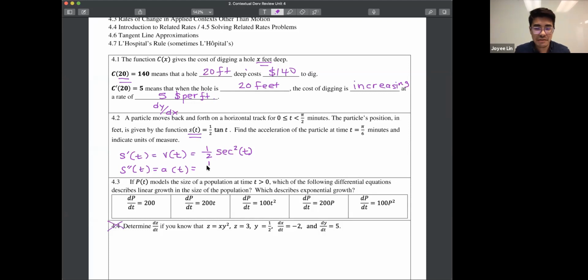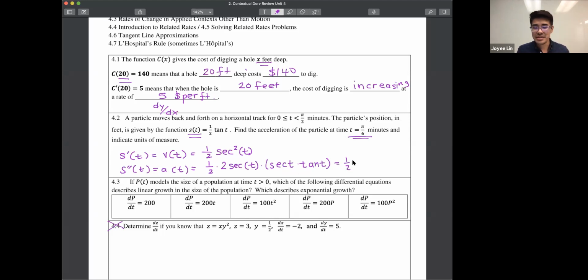So we do 1/2, power rule, 2 secant of t. Or then chain rule. Chain rule: the derivative of secant is secant t tangent t. And then what do we do? We go ahead and plug in pi over 6.